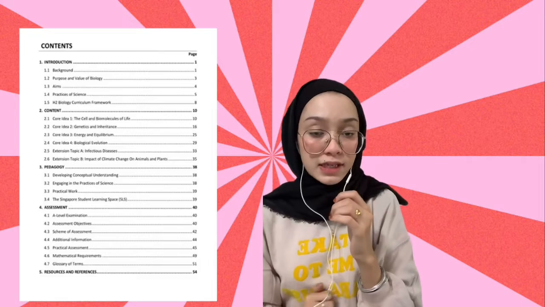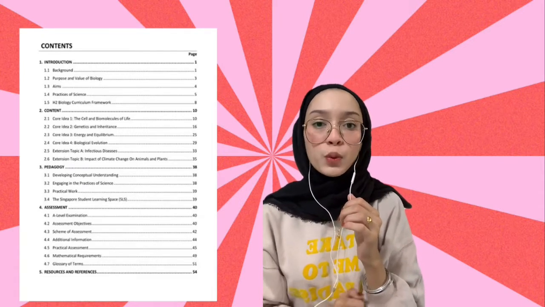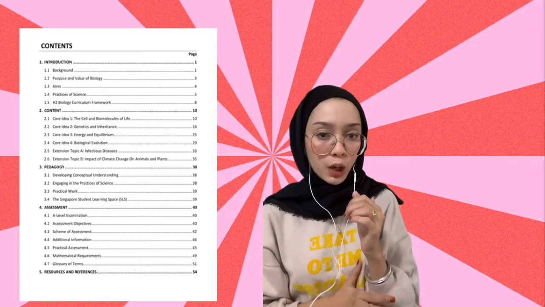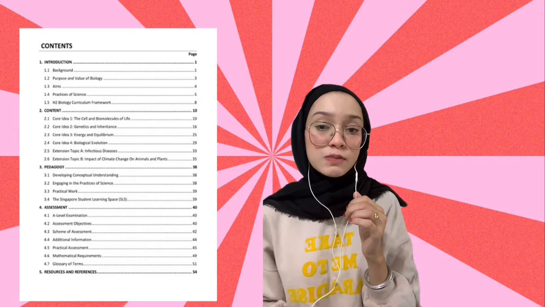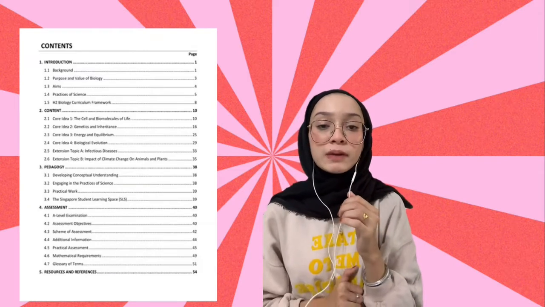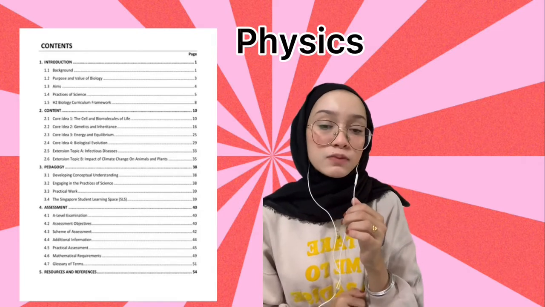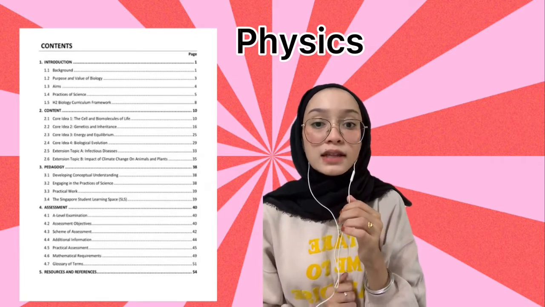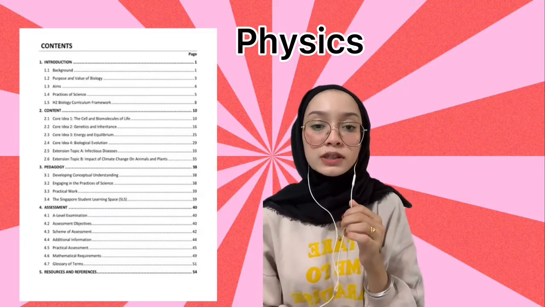As you can see, the sequence of themes and topics is not the same as the science textbook Form 4. At the start, number 1 is introduction, followed by background, purpose and value of biology, aims of practice and science, and lastly the biology curriculum framework. Let's proceed to number 2, content. There are 4 themes under content: theme 1, the cell and biomolecules of life; theme 2, genetics and inheritance; theme 3, energy and equilibrium; and lastly theme 4, biological evolution.